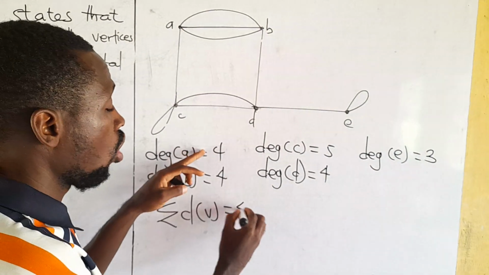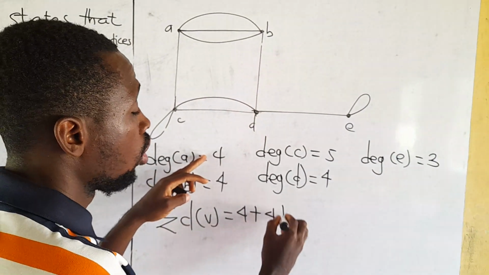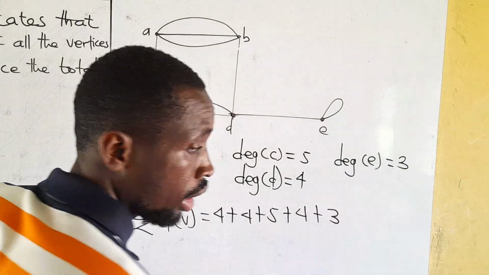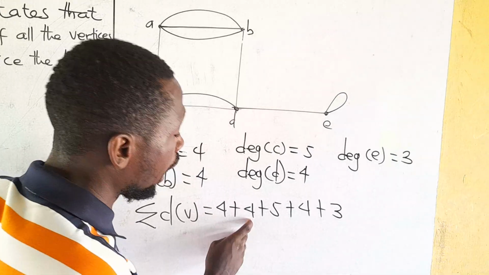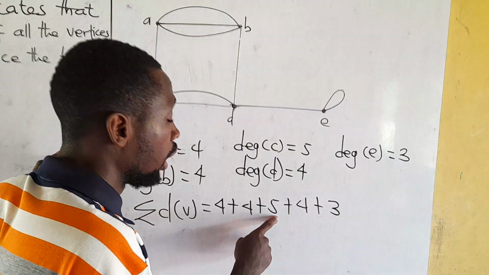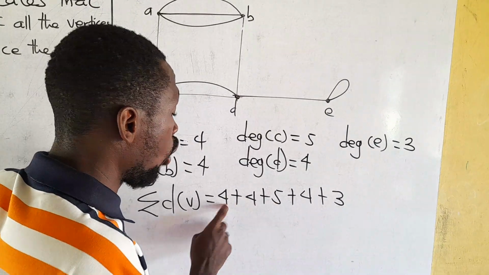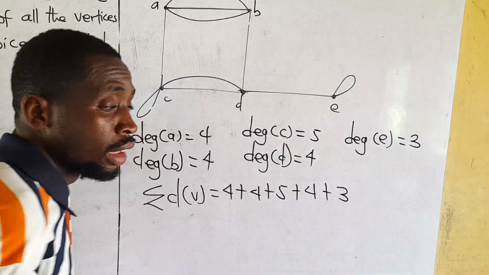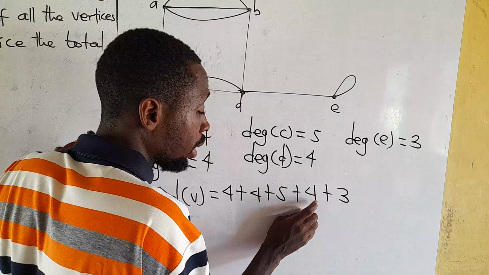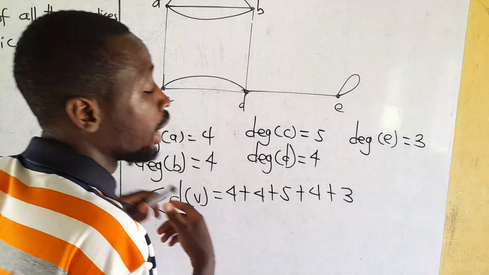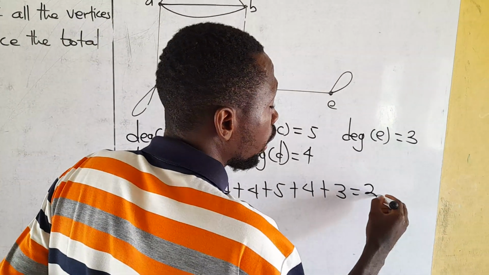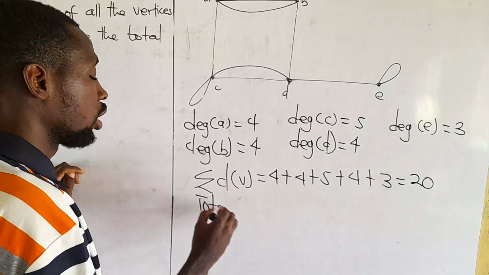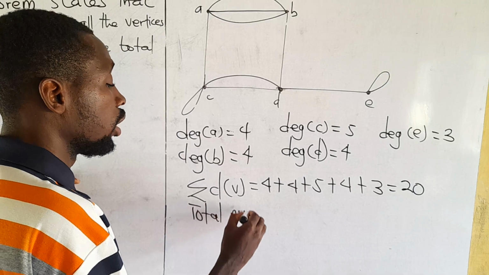Now let's find the total of the degrees of all the vertices. That's 4 plus 4 plus 5 plus 4 plus 3. 4 plus 4 is 8. 8 plus 5 becomes 13. 13 plus 4 is 17. And 17 plus 3 gives us 20. Now let's find the total number of edges.